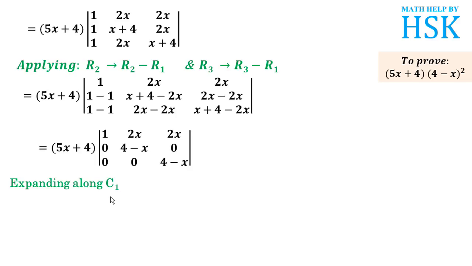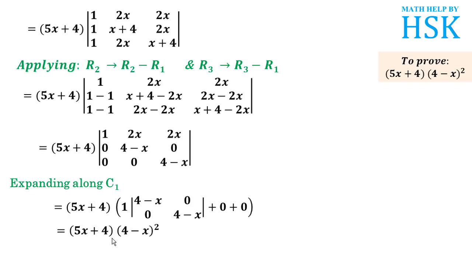Expanding the determinant along C1, I am going to obtain this as equal to 5x plus 4 into 1 times the determinant obtained by removing the first row and first column, that is 4 minus x, 0, 0, 4 minus x, plus 0 for the second term and plus 0 for the third term, because 0 into any number is equal to 0. And this on simplifying gives me (5x plus 4) into (4 minus x) whole square. So this is what we have to prove, and hence the question is proved. So that's how we are going to prove the first part.